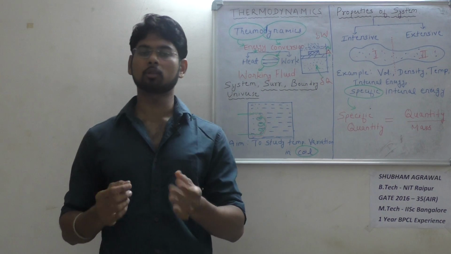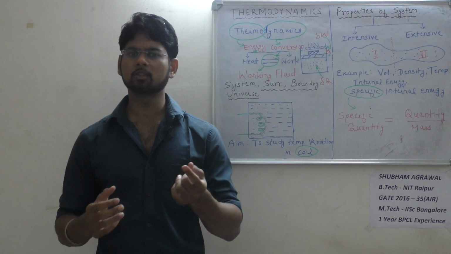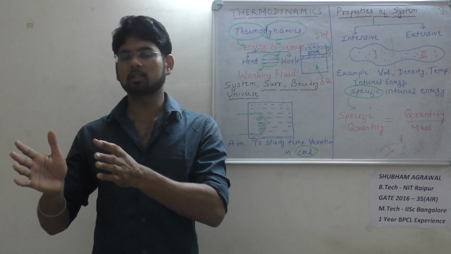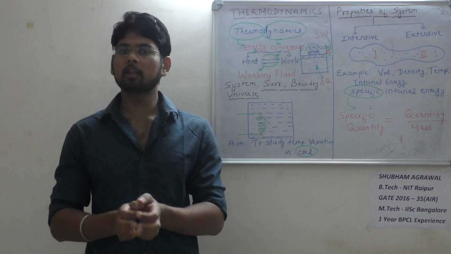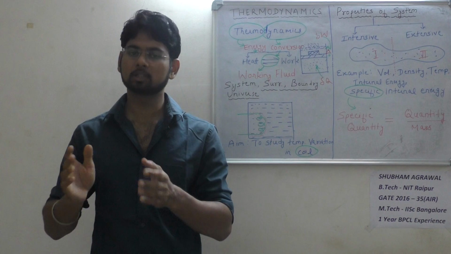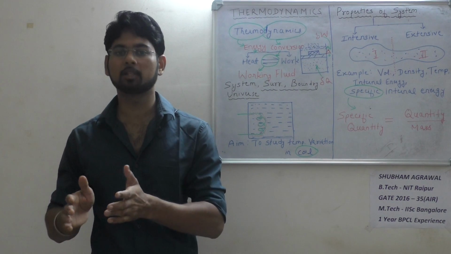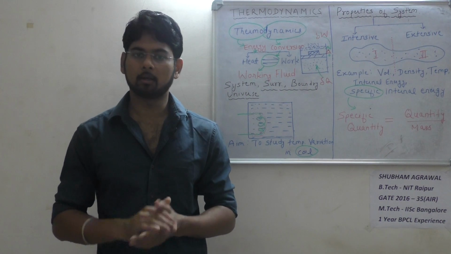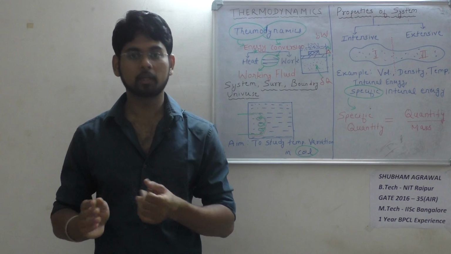Now talking about the total internal energy of the system. Internal energy is just the energy associated with the system, so it must depend on mass. If the mass of the system is more, energy will be more. If the mass of the system is less, energy will be less. So internal energy does depend on the mass of the system. So it is an extensive property.